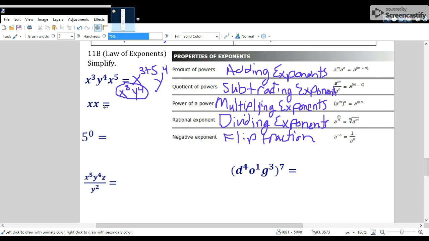Okay, let's look at the next one. We have x times x. Well, when you just have an x with no exponent shown, we actually have an exponent of 1. So we have x to 1 plus 1 power, that's x squared, x to the second power. Anything to the 0th power is 1, as long as it's a determinate form.